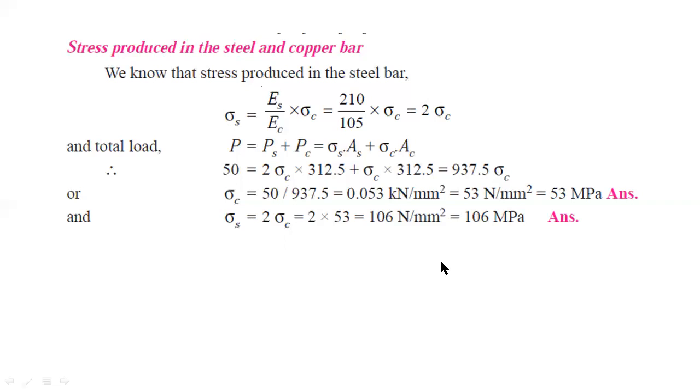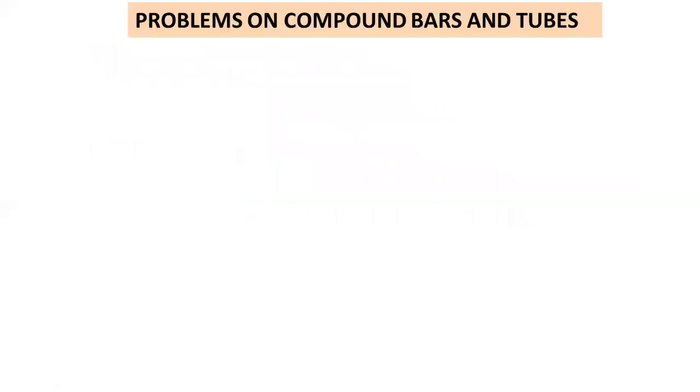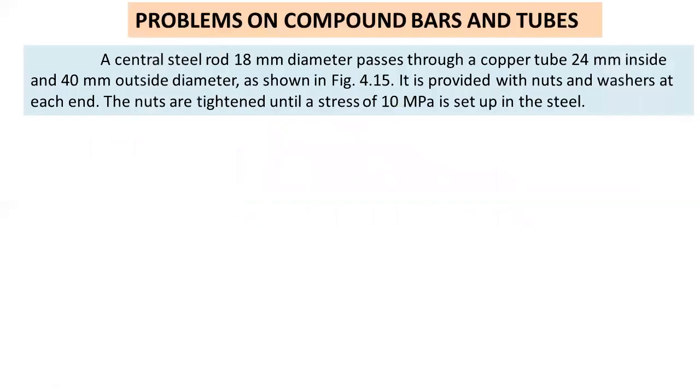Now coming to another problem. Yeah, this is a different problem. This is a composite tubes problem. A central steel rod 18 mm in diameter passes through a copper tube 24 mm inside and 40 mm outside diameter, as shown in the figure. It is provided with nuts and washers at each end. The nuts are tightened until a stress of 10 megapascal is set up in the steel.